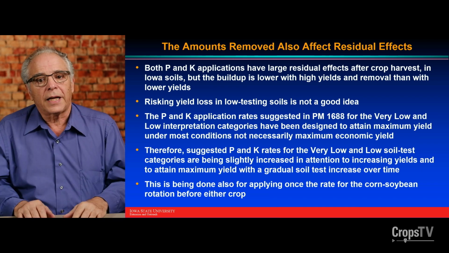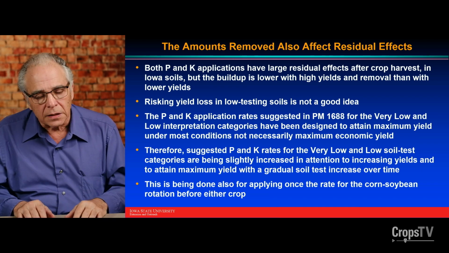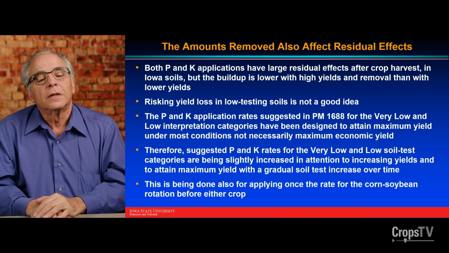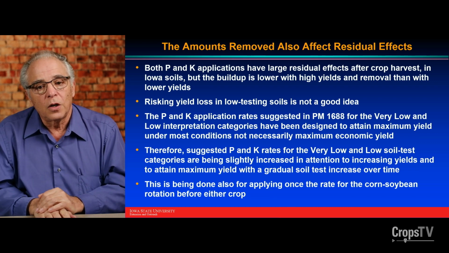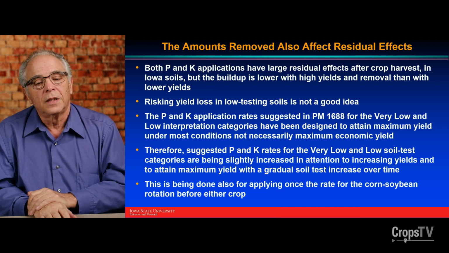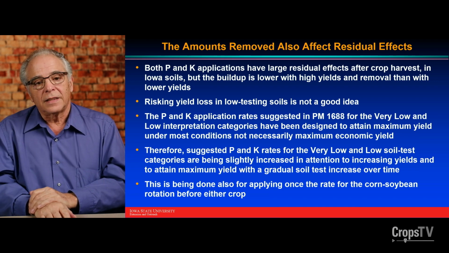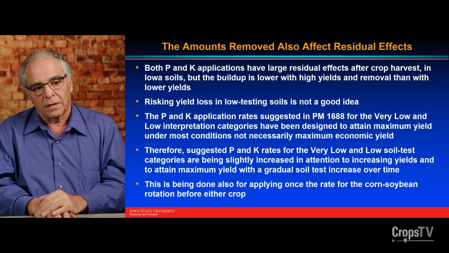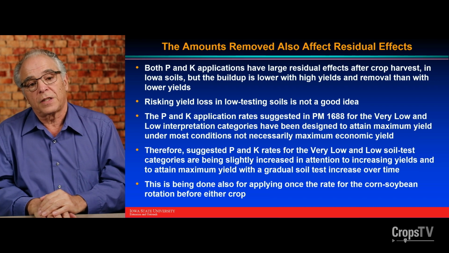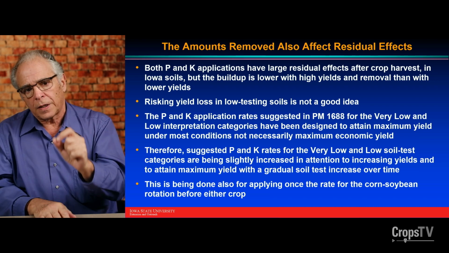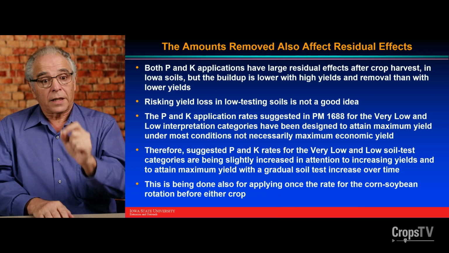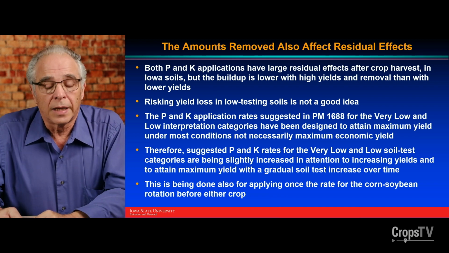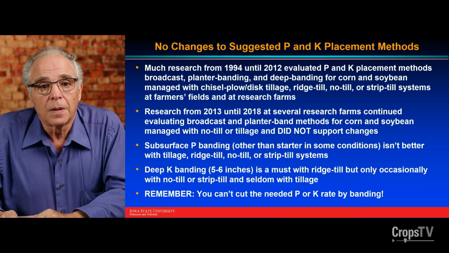So because of that, we are increasing a bit. I'm not showing those here. We are increasing the P and K rates for the very low and low soil test category in order to maintain this criterion that we have had for more than 50 years, which is that those rates that we put there are designed to maximize yield. In order to do that, we have to increase them a little bit.